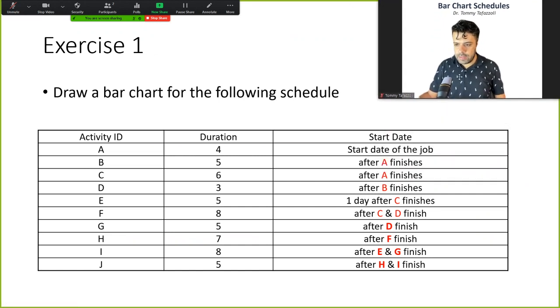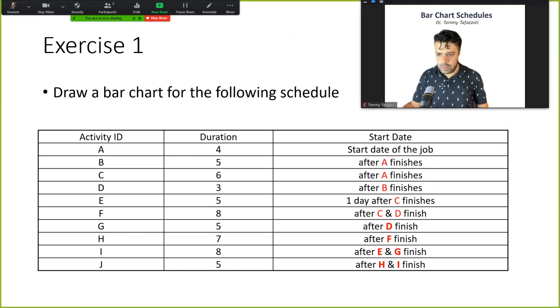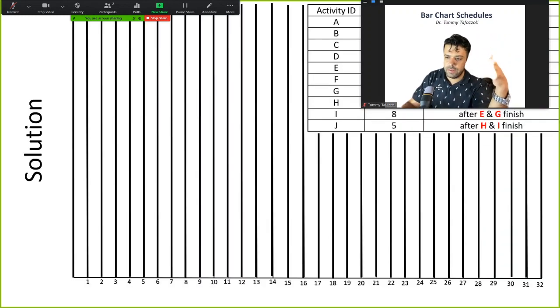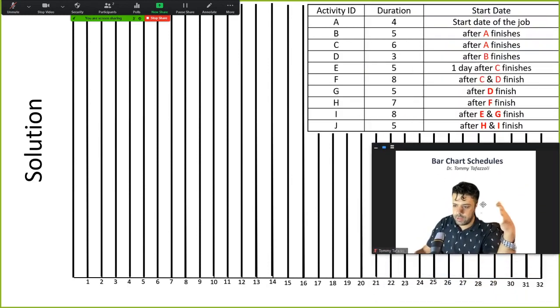So based on that, let's go ahead and create our first bar chart. We have a list of activities. Each activity has a code here. We start from activity A. The last one is J. Durations are given. So we have the second element, and the third element is the dependencies of different activities. So let's go ahead and build it together.